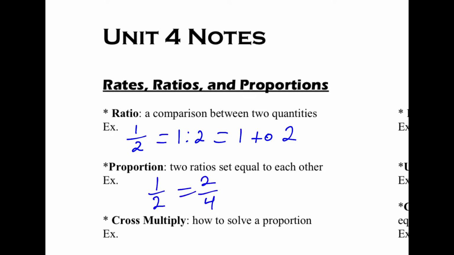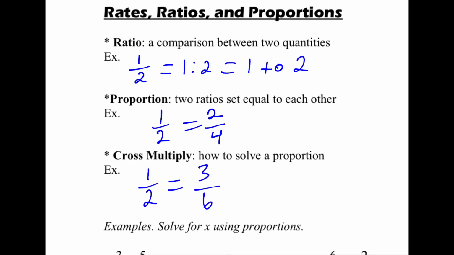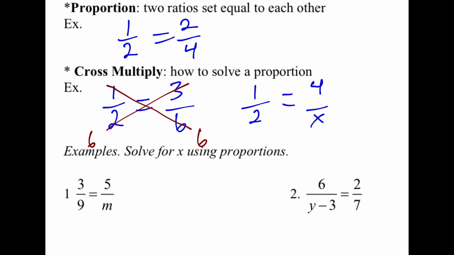If two ratios are proportional, that means you can set them equal to each other. For example, 1 over 2 is equal to 2 over 4. Notice they're just doubled. If you cross multiply, what that means is you multiply the diagonals. 3 times 2 is 6, 6 times 1 is 6, and if the ratios are proportional, you get the same result. We can also use this to solve missing values in ratios.